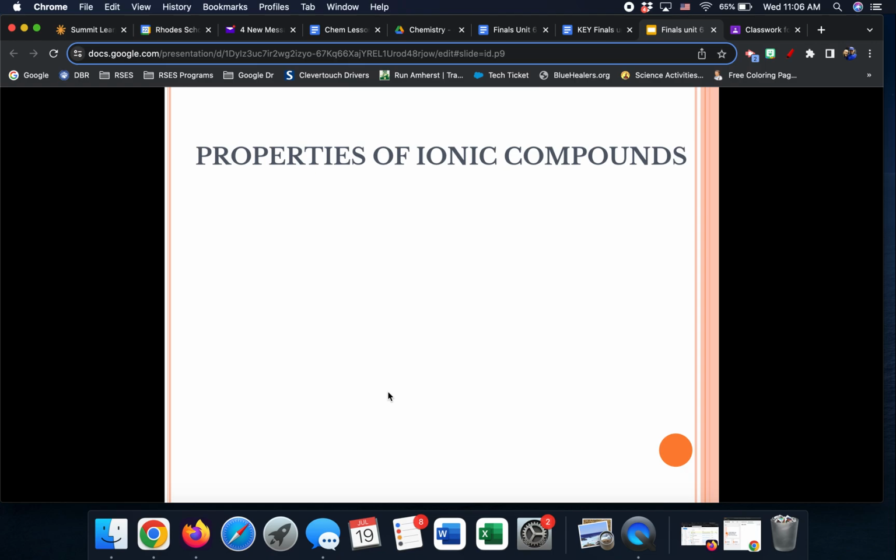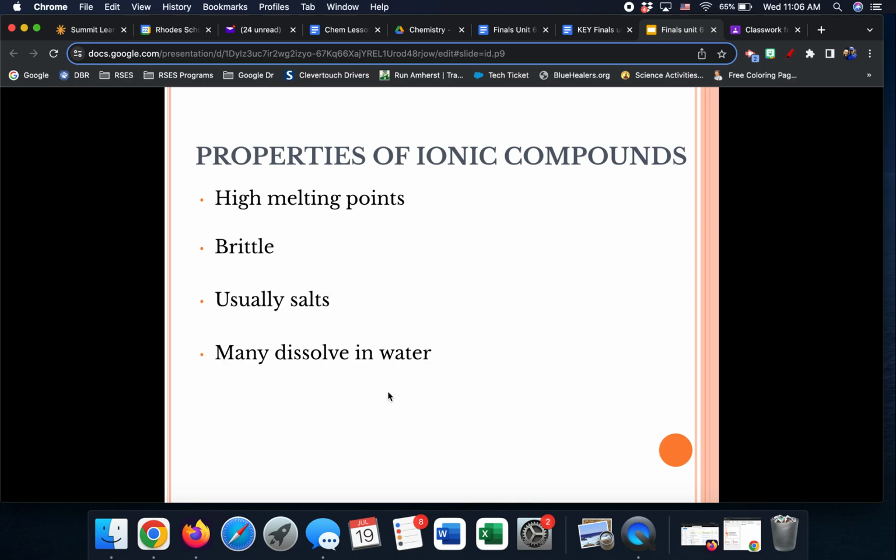What do ionic compounds have in common with each other? They all have high melting points. They're brittle, meaning they're easy to break. They're usually salts as well. Most of them dissolve in water, and they can conduct electricity because those ions are charged, and they can separate and then move that electricity or those electrons along.